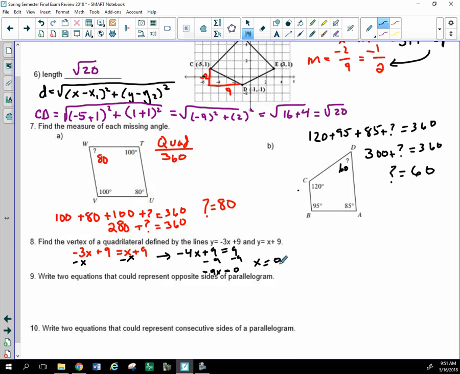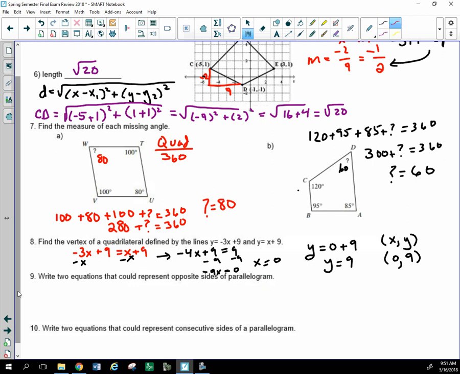Well, using substitution, I can substitute 0 in for x in either one of these equations to get my y value. And so y equals 0 plus 9, so that means y is 9. So the vertex of the quadrilateral is an ordered pair of x and y. So x and y is where they're going to intersect, and in this case, it's going to be 0 and 9. They want me to write two equations that represent the opposite sides of a parallelogram.